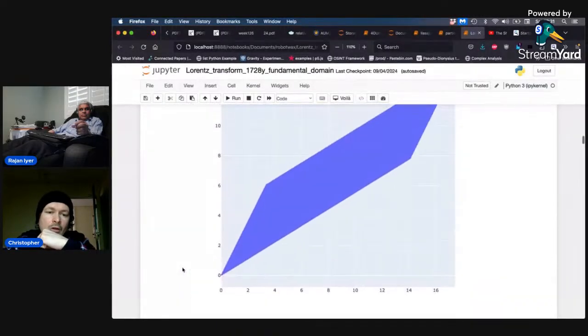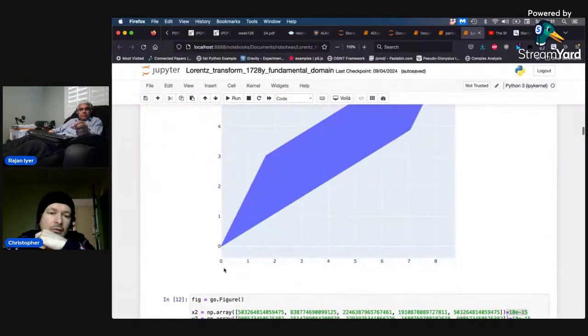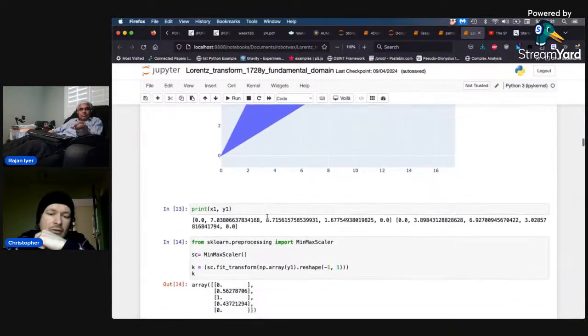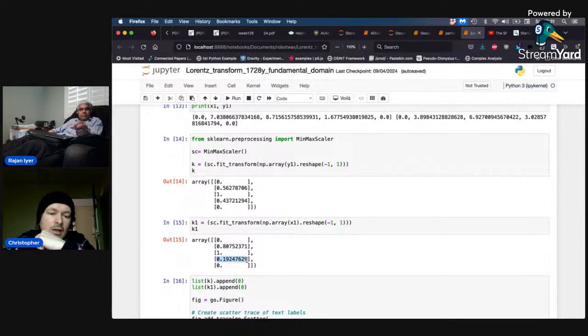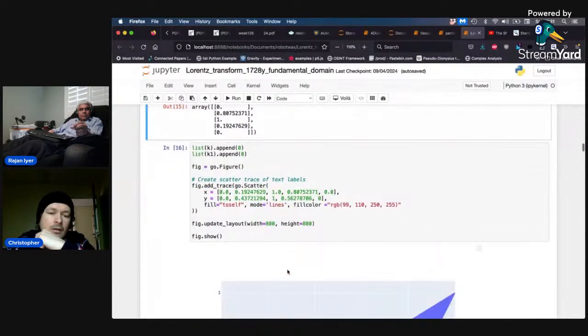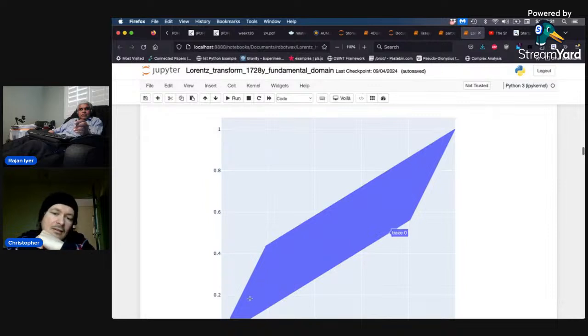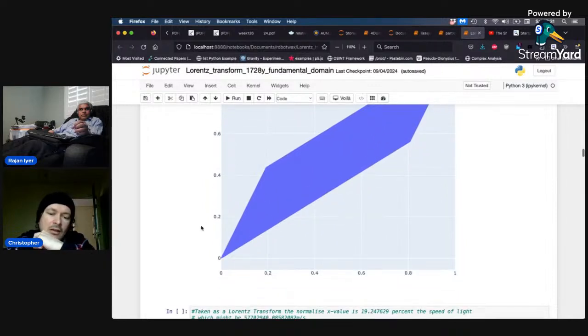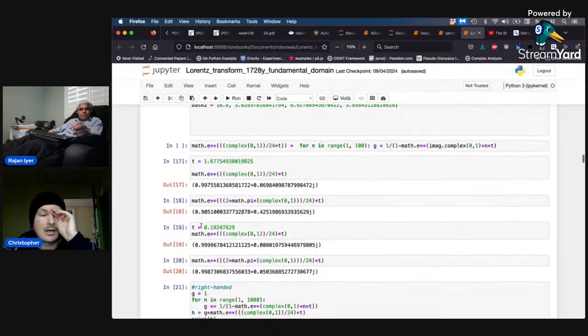When we do that, we say it's shifted and it winds up at around this value, which is normalized. When we normalize it, it's 0.19247. So that means that when we've shifted the lattice at this length, we're basically moving at about 19.247% the speed of light. That's just a calculation we can make.